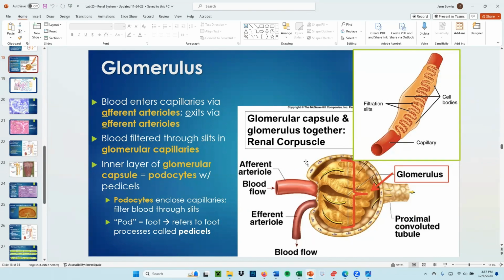Other things we can see here would be the Bowman's capsule, or glomerular capsule. Same name, same structure. We also have arterioles, which now that I think about it, I don't think I test you on because they're easy to mix up. So probably just focus on the capsule, glomerulus, and then the podocytes wrapping around individual capillaries.